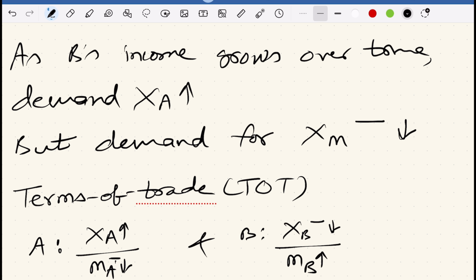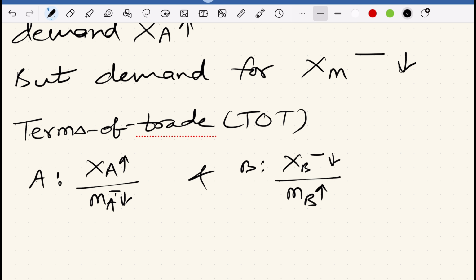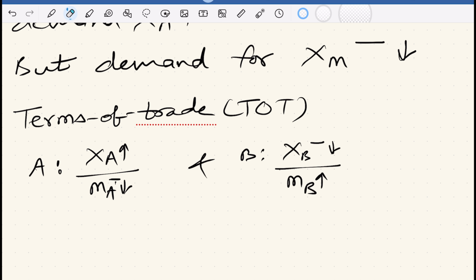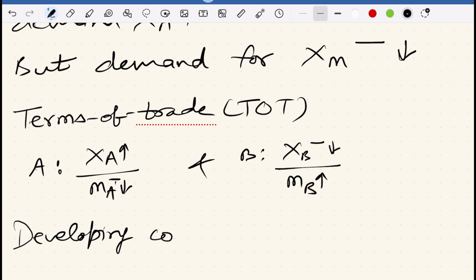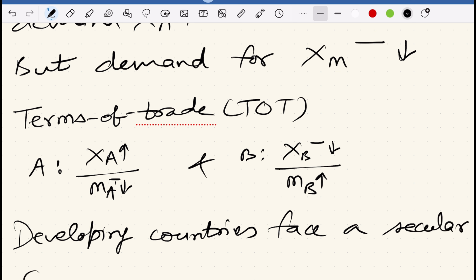So this is the reason we see that the developing countries face a secular decline in terms of trade. Or we can also say alternatively that the terms of trade will worsen for the developing countries over the long run. So this was the crux of the Singer-Prebisch thesis.